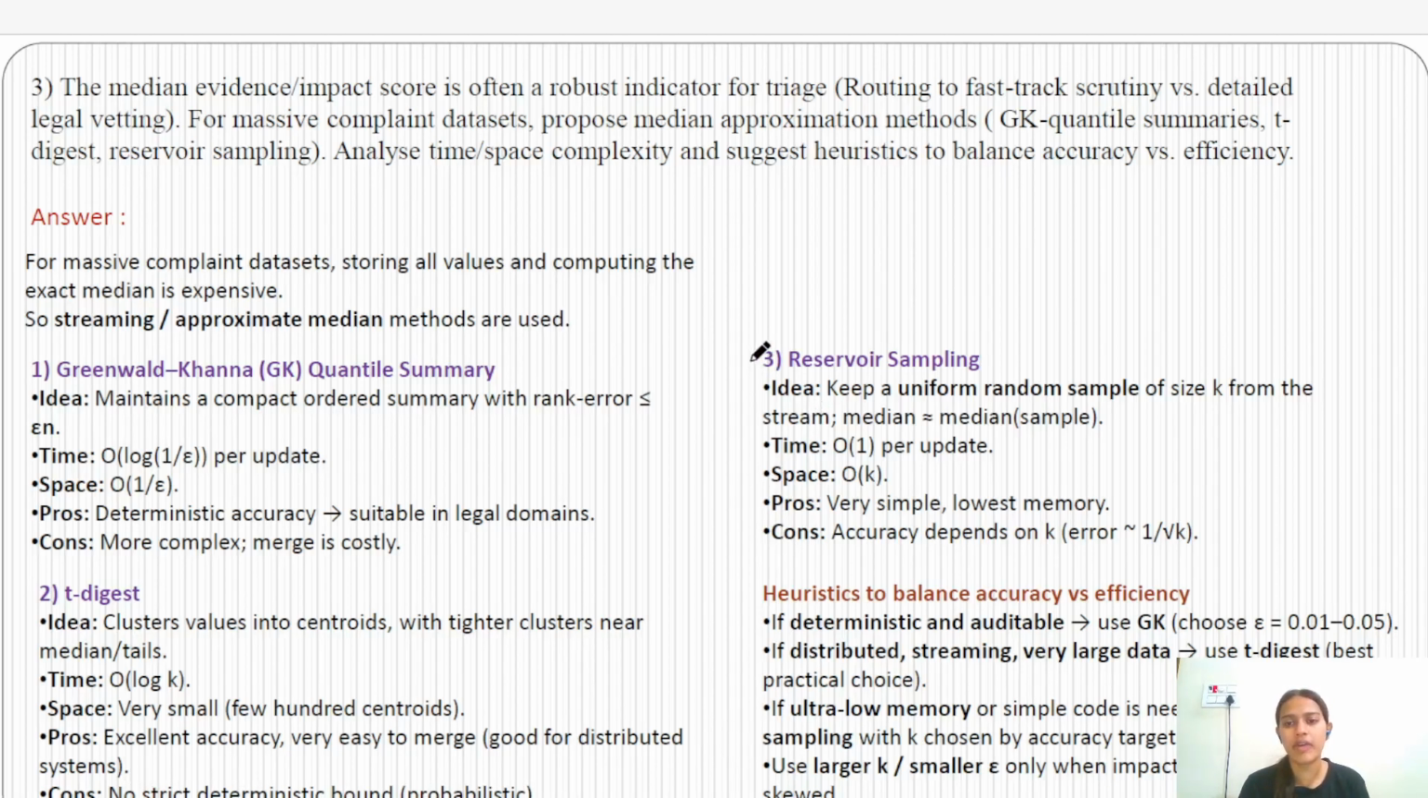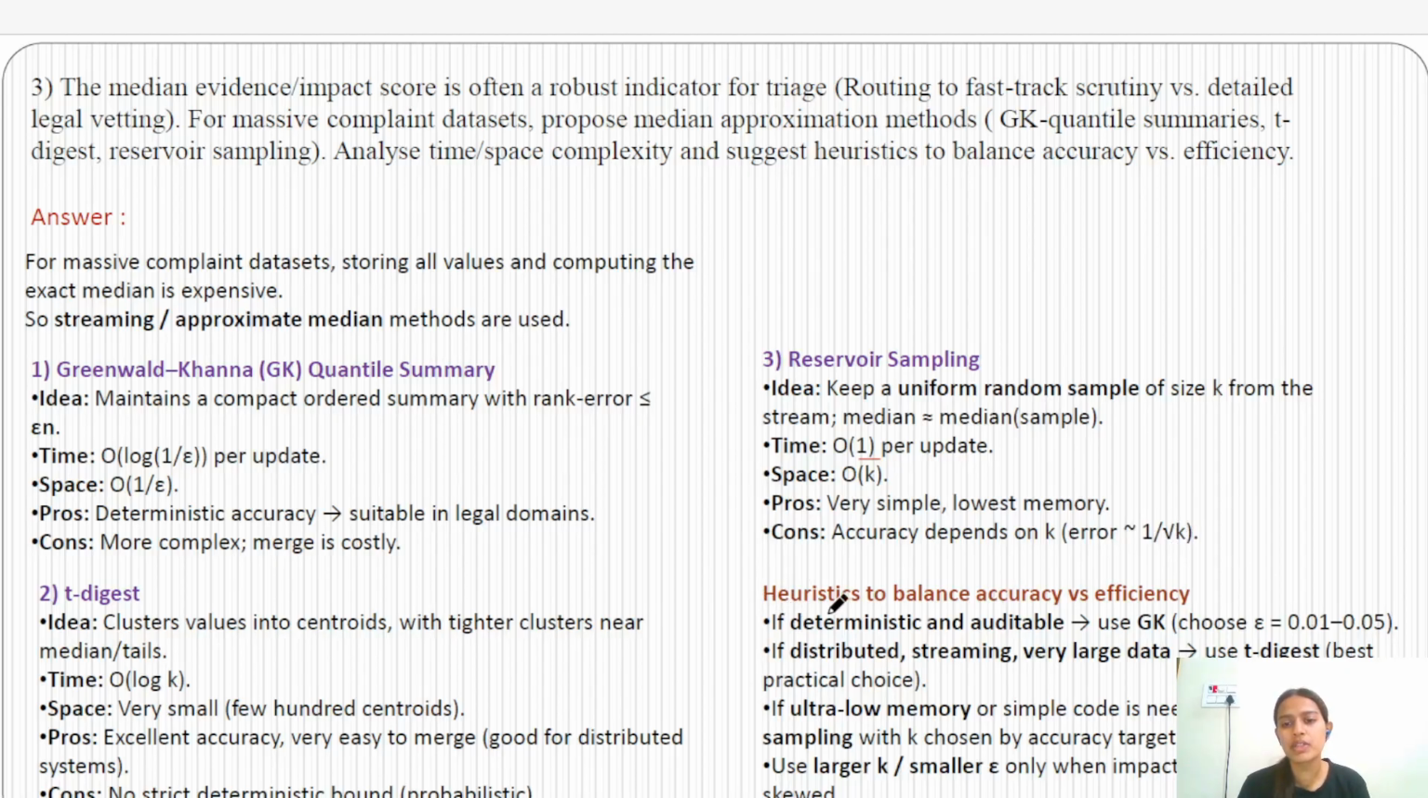Third is reservoir sampling. The idea is to keep a uniform random sample of size k from the stream. The median is approximately the median of the sample. Time taken is O(1) per update. Space is O(k). Pros: very simple, lowest memory. We can see that time taken is very small. Cons: accuracy depends on k, error approximately 1 over root k.